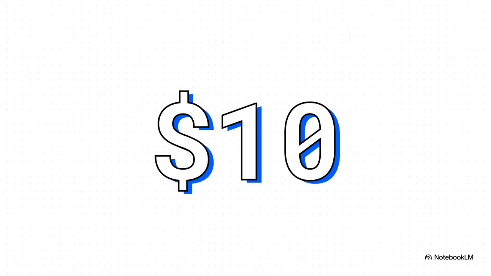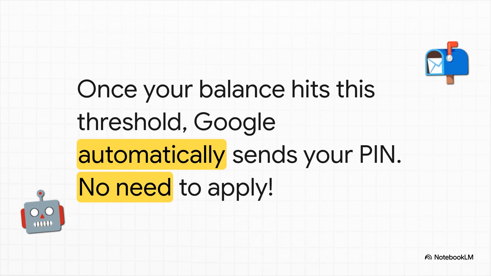This right here, this is the magic number. As soon as your AdSense balance officially hits $10, or the equivalent in your country, something starts happening behind the scenes over at Google. This is the verification threshold. And this is so important, you don't have to lift a finger to get this started. There's no form to fill out, no button you need to click. The moment you cross that $10 line, Google's system automatically generates your PIN and pops it in the mail. It's designed to be completely seamless.